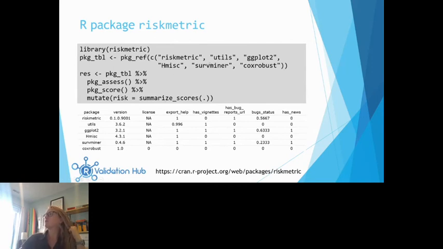Here we have an example for six different packages of different popularity. You may know these or may not know these. That's the whole point of having that broad band. And an example output for such an analysis that can be easily run.